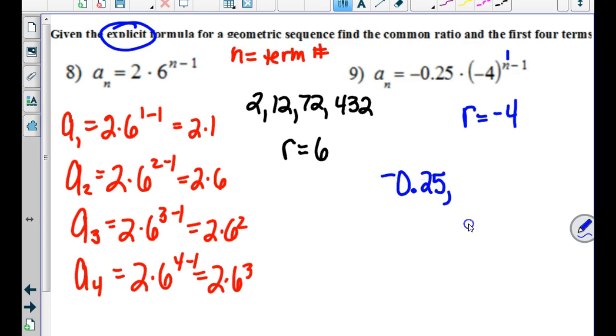Then we multiply by -4. We'd get 1, right? Then we multiply by -4, get -4. Then we multiply by -4 and get 16. Whew, that one wasn't as bad as it looked. Okay, I want to show you something. We're going to do this in a second anyway, but if you wanted to find the 12th term here, can you try that? Yep, just put in 12.